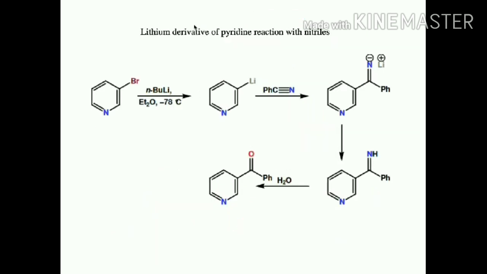The same lithium derivative of pyridine, if it undergoes reaction with nitrile, this is the reaction. It is going to add to the nitrile and form an iminium salt. Then it is going to take a proton and form an imine intermediate. This imine intermediate will undergo hydrolysis to give the corresponding ketone. So this is the reaction of the lithium derivative with nitrile, where the lithium derivative is going to act as a nucleophile.